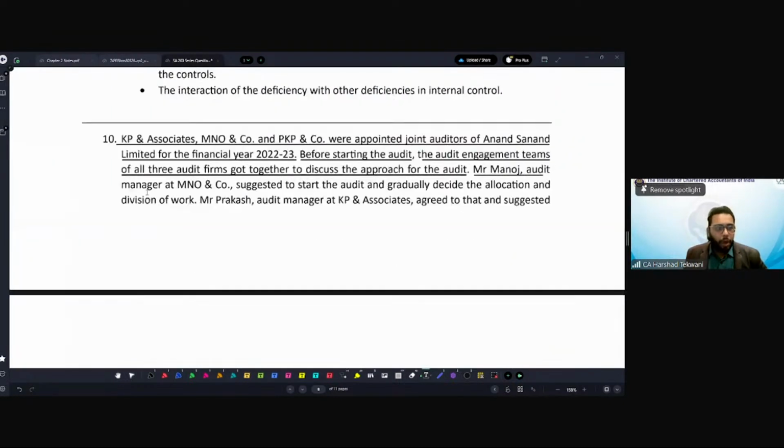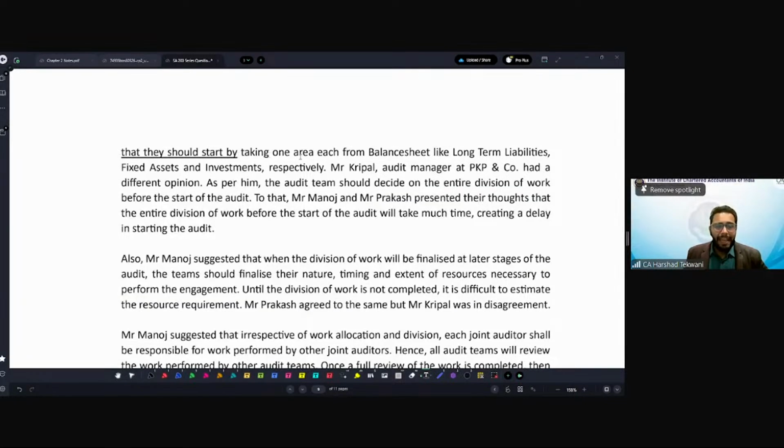Mr. Manoj, audit manager at M&O and Company, suggested to start the audit and gradually decide the allocation of division of work. Mr. Prakash, the audit manager at KP and Associates, agreed to that and suggested that they should start by taking one area each from the balance sheet, like long-term liabilities, fixed assets, investments respectively. Mr. Kripal, audit manager at PKP and Company, had a different opinion. As per him, the audit team should decide on the entire division of the work before the start of the audit. To that, Mr.